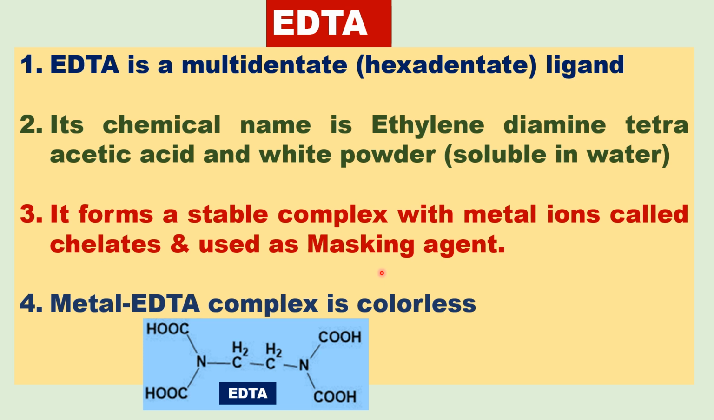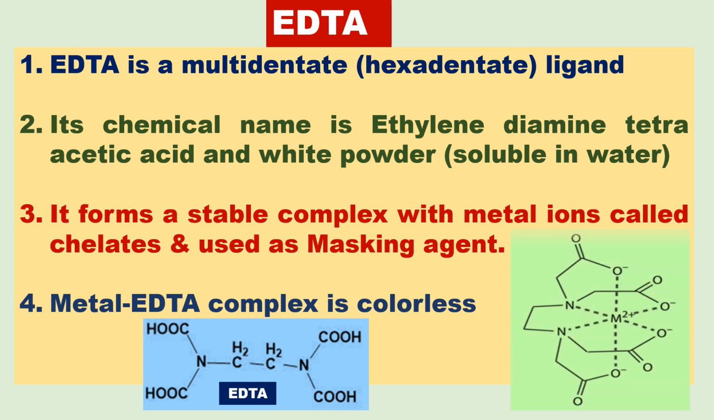In some cases, metal ions interfere. By adding EDTA to it, it will form a stable complex, so the metal ions will not interfere in the process. Metal EDTA complex is generally colorless. This is the octahedral structure of a metal chelate complex.